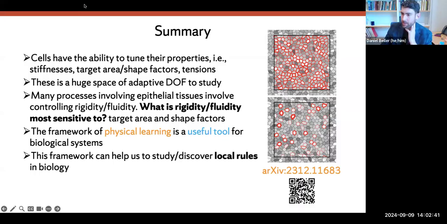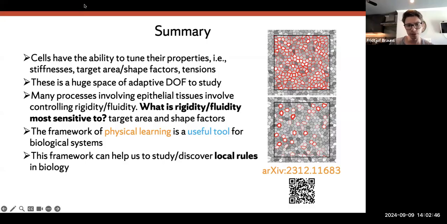Great, okay. Other questions? So I was wondering what role the rigidity transition plays in the second half of your talk.